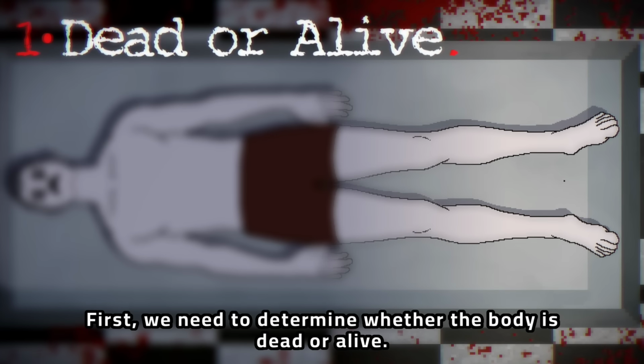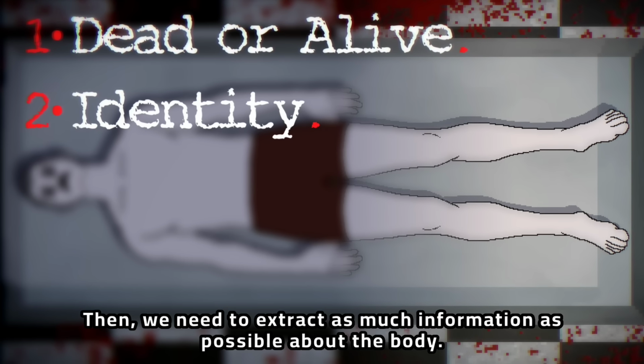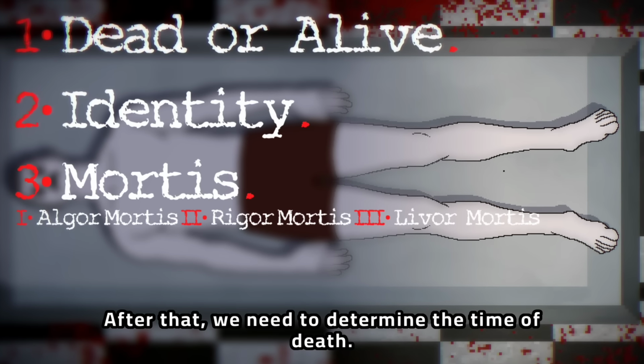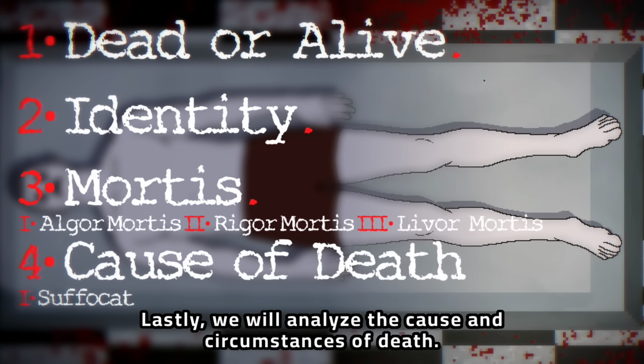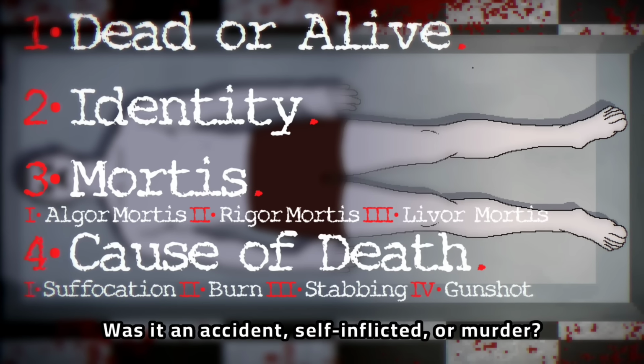First, we need to determine whether the body is dead or alive. Then, we need to extract as much information as possible about the body. After that, we need to determine the time of death. Lastly, we will analyze the cause and circumstances of death. Was it an accident, self-inflicted, or murder?